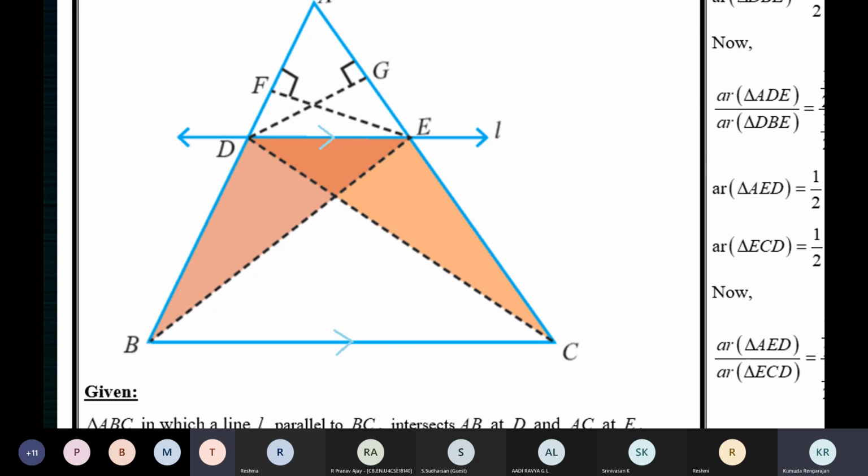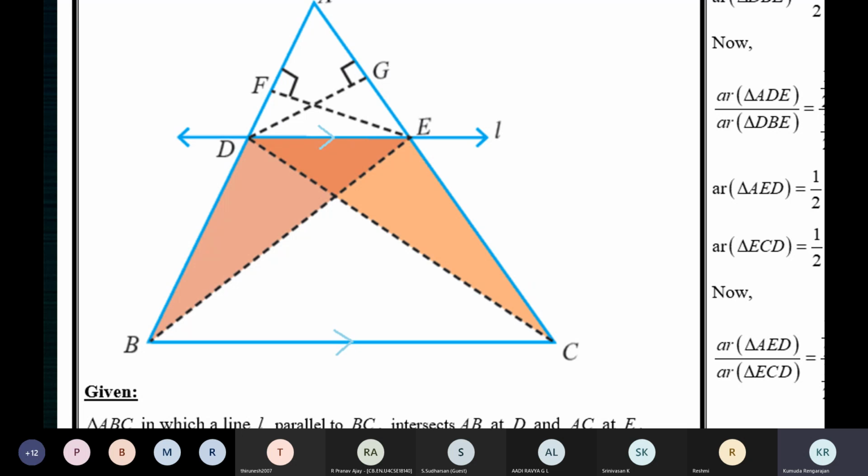If a line is drawn parallel to any one side of a triangle to intersect the other two sides at distinct points, then the other two sides are divided in the same ratio. Thank you, Thirinesh. Very good.